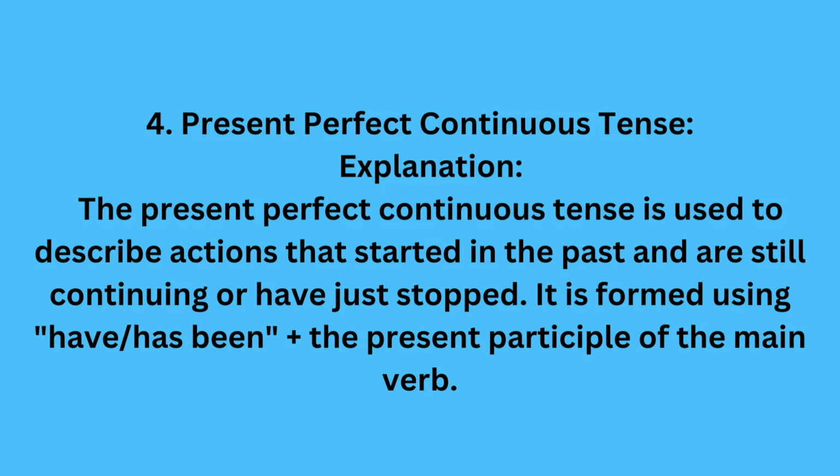Present perfect continuous. The present perfect continuous tense is used to describe actions that started in the past and are still continuing or have just stopped. It is formed using have or has plus been plus the present participle of the main verb.